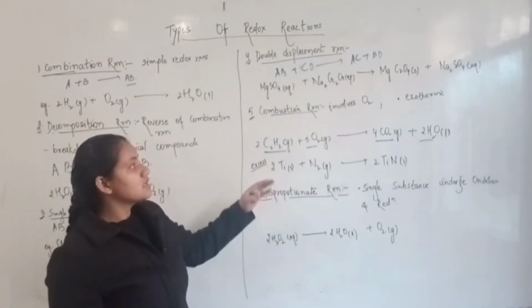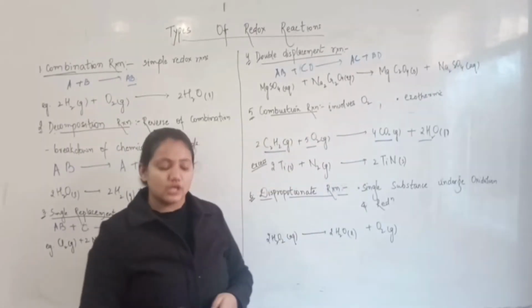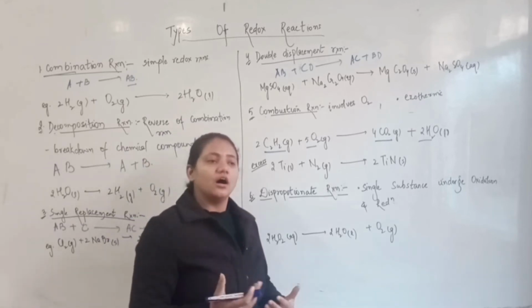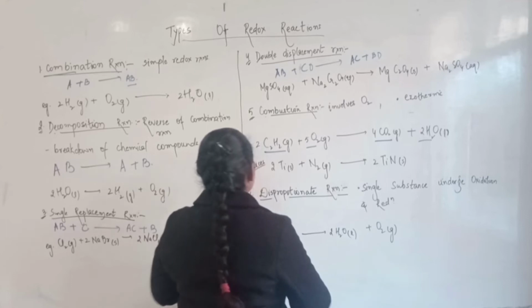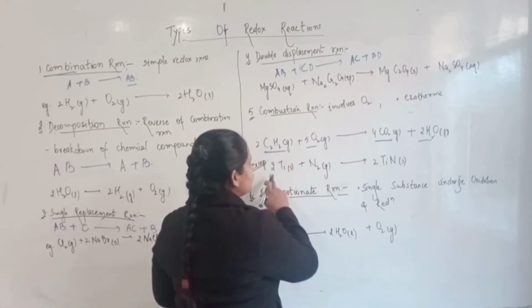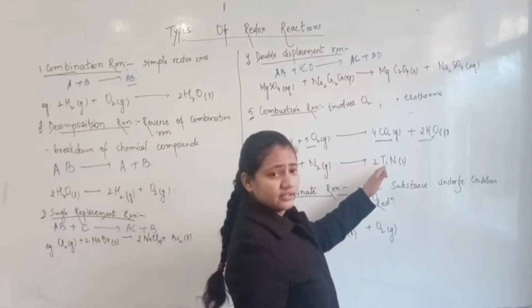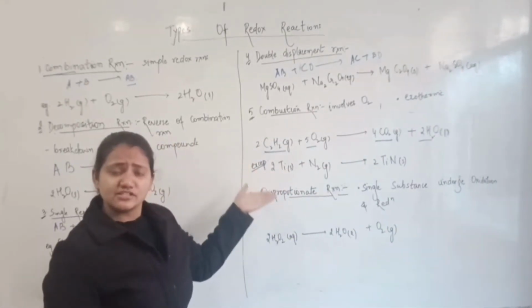We have just told you that the presence of oxygen is required, but this is science, so we have exceptions in every case. Here is the exception: when titanium reacts with nitrogen, titanium nitride is formed. So this is the exception over here.